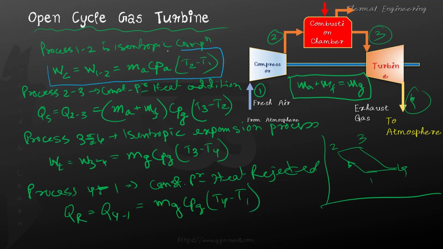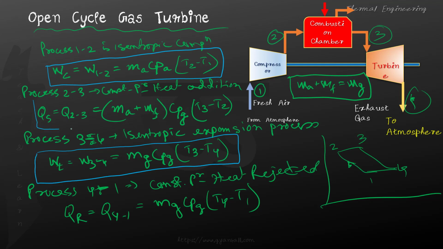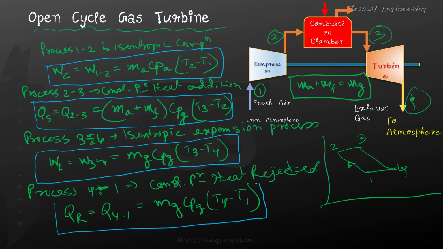Work done on the compressor, work done by the turbine, heat supplied to the system in the combustion chamber, heat rejection by the system to the atmosphere. So these are the three things we got for open cycle gas turbine. So what is the difference? Did you notice the difference?